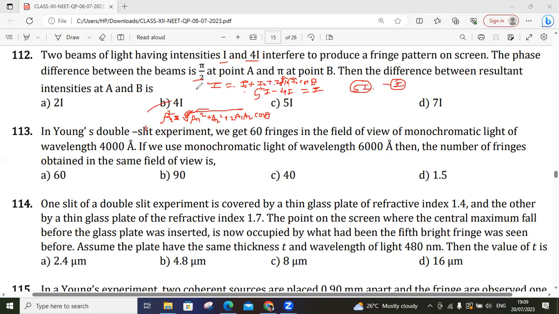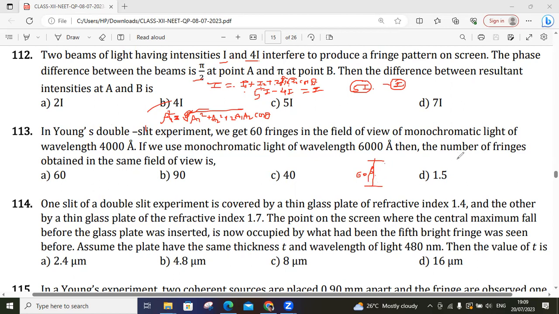Then we have 113. In a double slit experiment, we get 60 fringes in the field of view of monochromatic light of wavelength 4000 angstrom. If we use monochromatic light of wavelength 6000 angstrom, then what is the number of fringes obtained in the same field of view? So basically that many fringes should fit. Beta is fringe width. Earlier it was 60 betas. Now how many betas will come? They are asking.